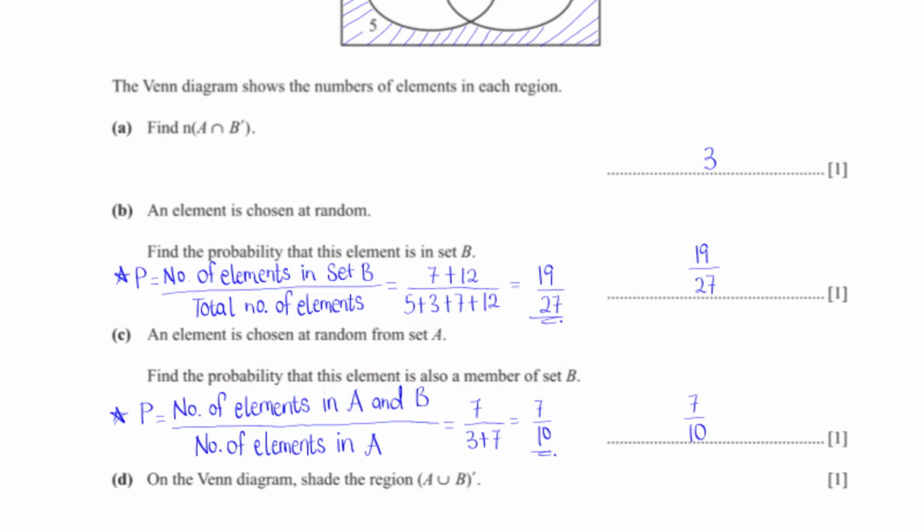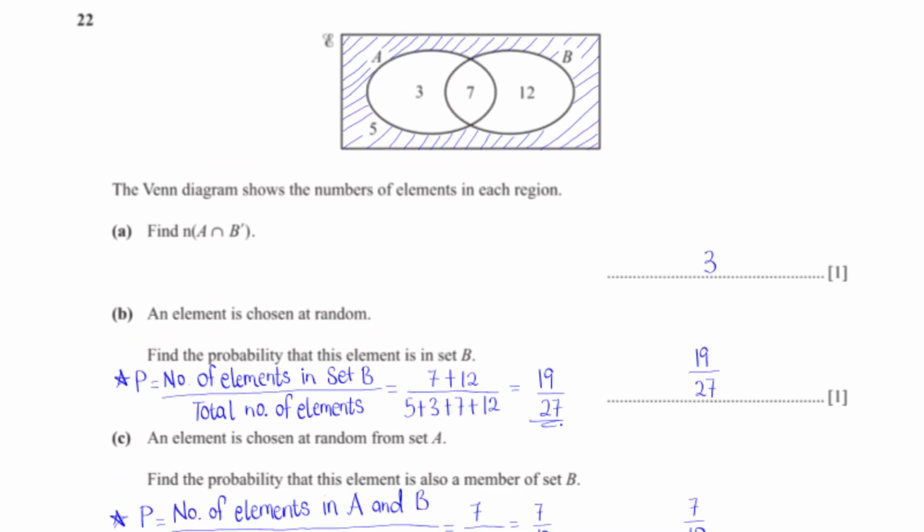On the diagram, shade the region A intersection B prime. So we can interpret this in our own terms as the number of people who like to eat apple or banana. Anyone who likes to eat apple or banana will be in this region. And since we are looking at the complement of this region, that will be any region outside the region A union B.